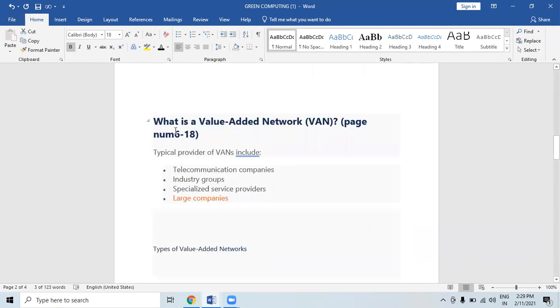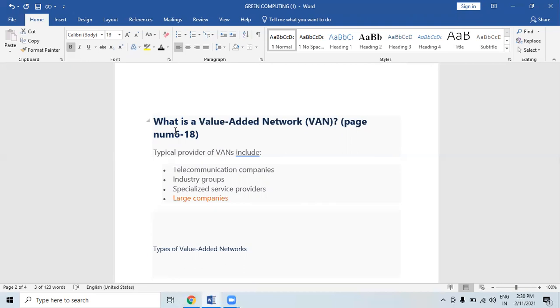Then the next point is what is the value added network? So here, a value added network is a private network provider hired by a company to facilitate EDI and provide other network services like message encryption, secure email, and so on. A value added network is used by businesses to exchange information among each other. The main goal of a VAN, that is a value added network, is to facilitate electronic data interchange, EDI, between businesses.